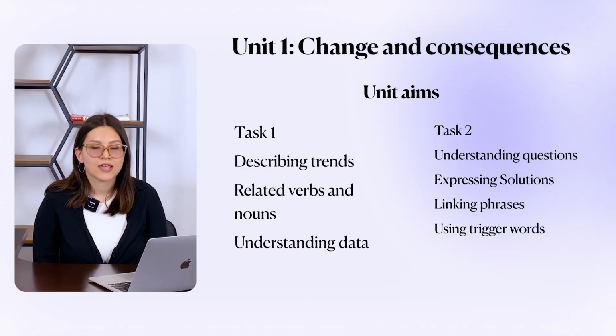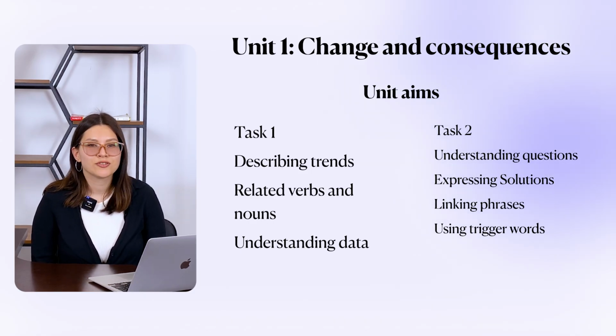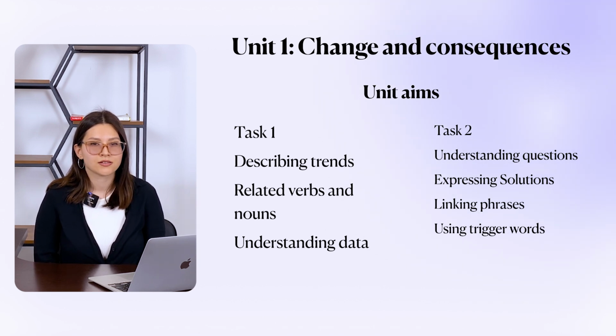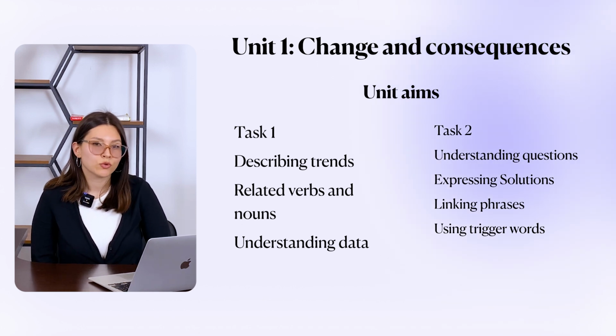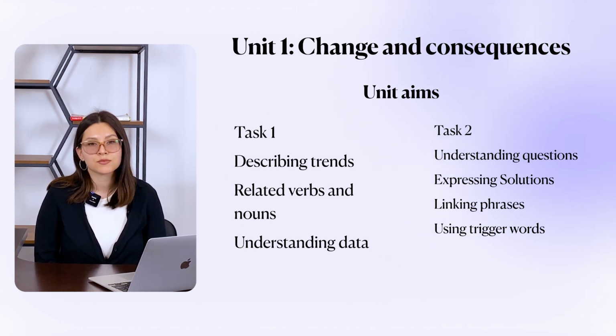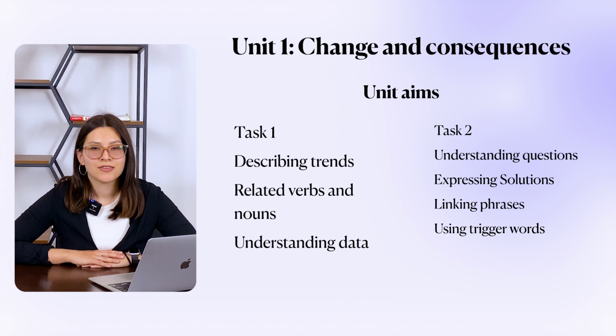Let's talk about unit aims. For Task 1, we're going to talk about trends, which is the key of IELTS Task 1. And we'll talk about related vocabulary, which is nouns and verbs, to describe trends properly. Unit 1, the topic is change and consequences. Unit aims for Task 1 will be describing trends and learning how to use proper nouns and verbs in the context. And we'll also try to understand how to describe data.